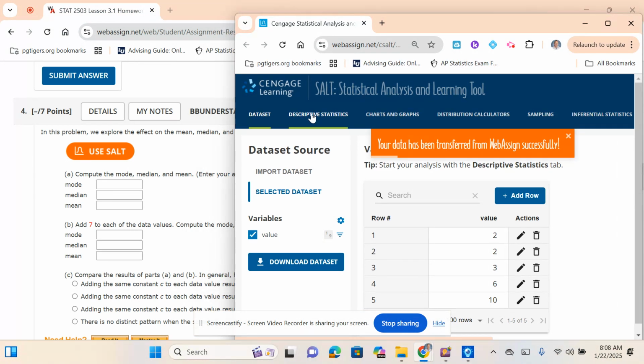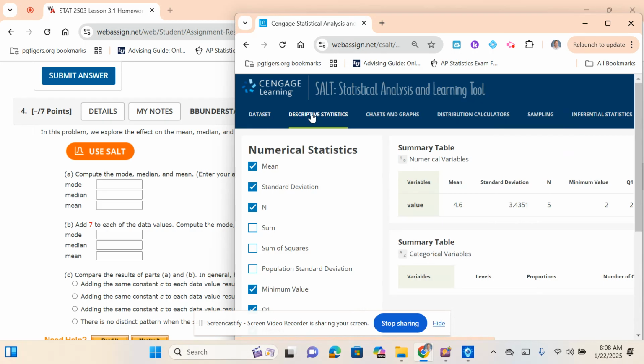And then once I click use salt, I'm going to go to descriptive statistics. Okay, and look at this. It spits it out for you. So I click on descriptive statistics. Throughout the year we could use charts and graphs kind of from chapter 2. We'll use distribution calculators. We'll use sampling. We'll use inferential statistics later on.